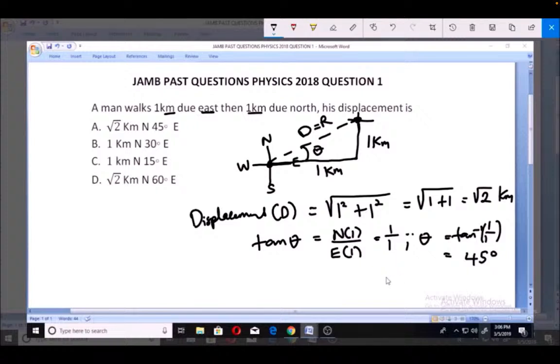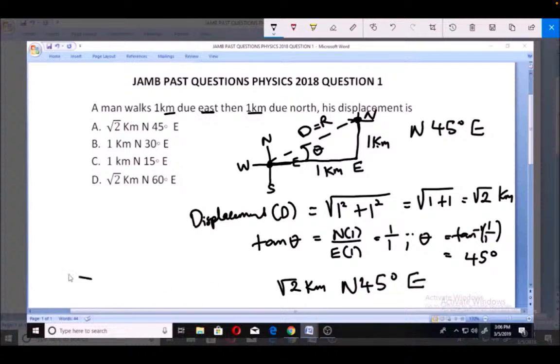Now, having this as 45 degrees, how do you mention the direction? It's simply north first, north 45 degrees east, because it's going north. This is north, this is north, and this other direction is east. So if you are combining the whole thing now, you have root 2 kilometers north 45 degrees east. So this is the complete answer.